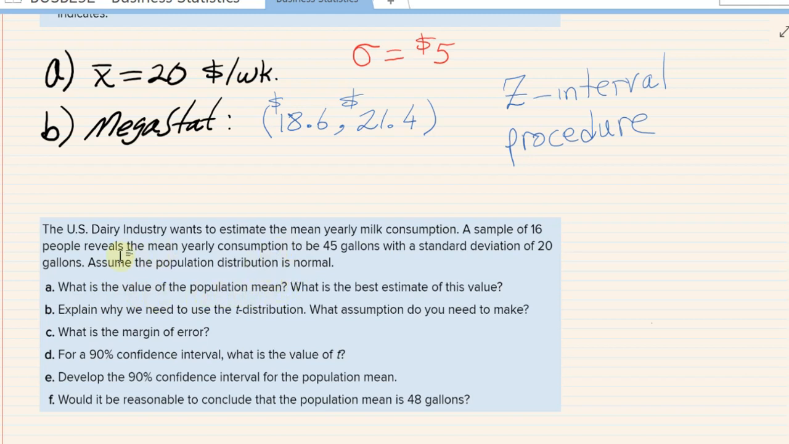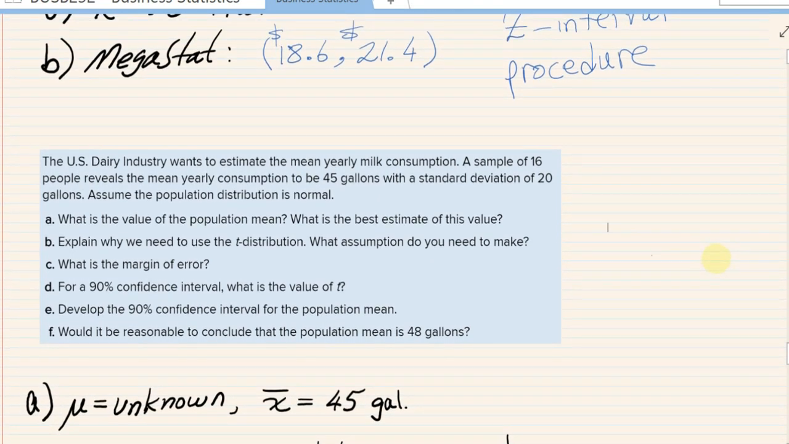Well, nothing in here that I read indicates what the population mean is, right? We have a mean yearly consumption, but that came from a sample of 16 people, didn't it? And in fact, right up here, we say we want to estimate the mean. So, what is the value of the population mean? It's unknown. We don't know. What is the best estimate of this value? The best estimate, our estimator, is the sample mean, which is 45 gallons. So in part A, mu is unknown. The best estimate of it is x bar.